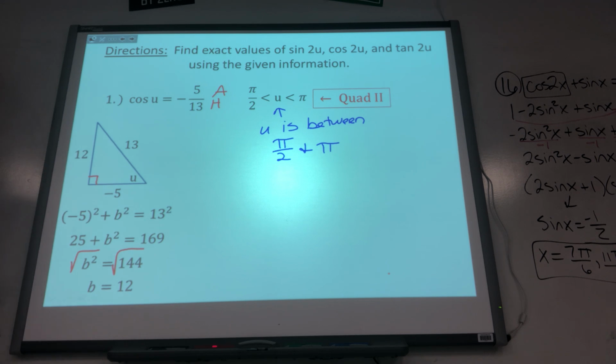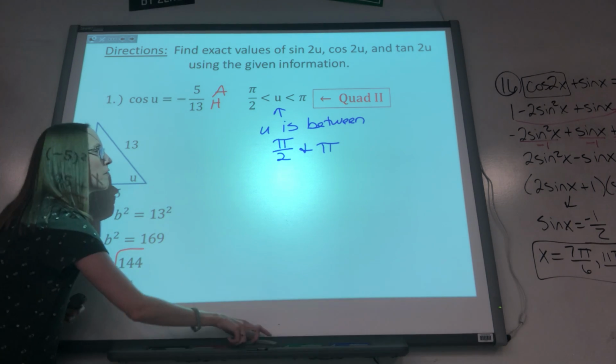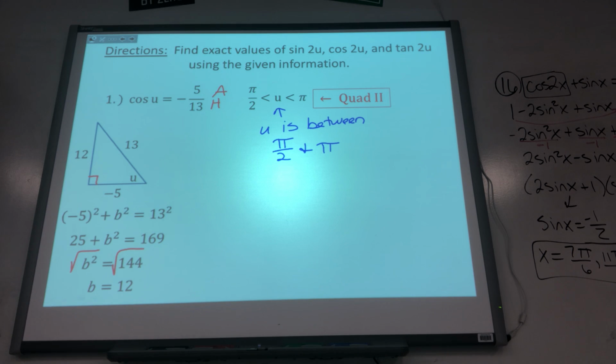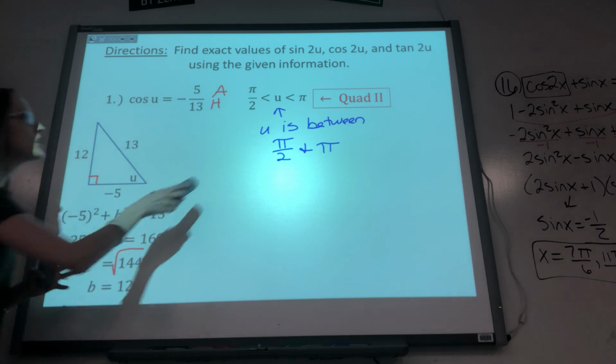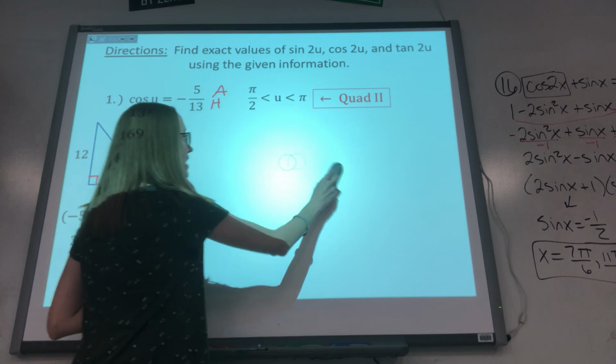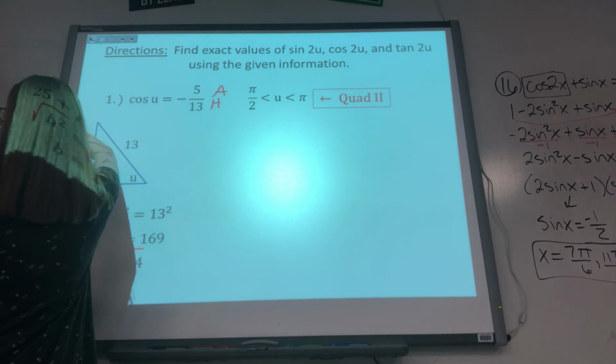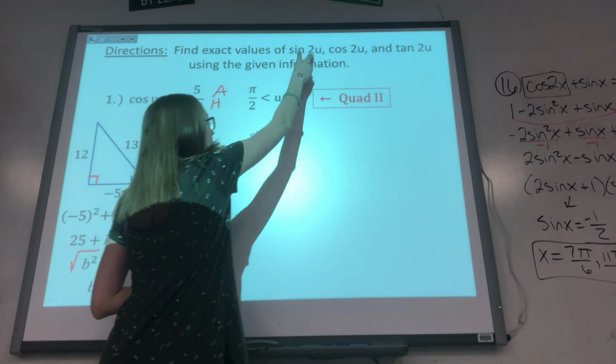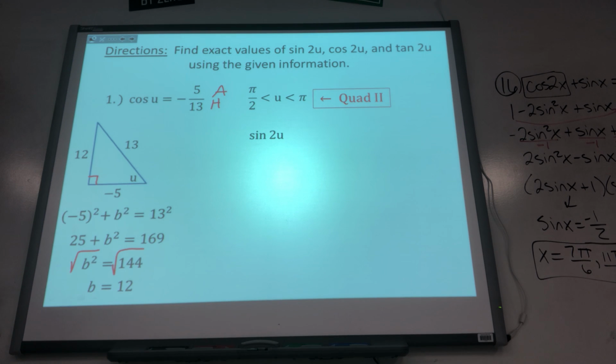Positive, yes. So we want positive 12 for that missing side. Now at this point, we should have everything that we need to run through our formulas. So let's just start with sine of 2u. Okay, I'm going to run through the formula for that.